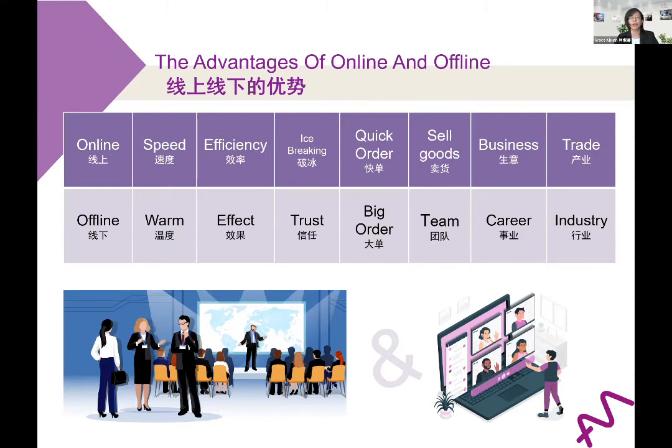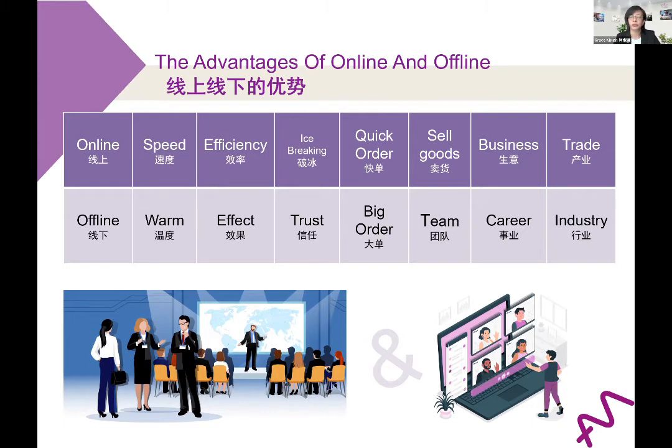Say today when I'm talking to you all over Zoom, I can't really relate with everyone because your cameras are not on. But offline is very different. Offline, we are meeting face to face, having lunch, having coffee. So you can feel the warmth, the care, the trust. With online and offline, it's very good because you can actually have a complete process.